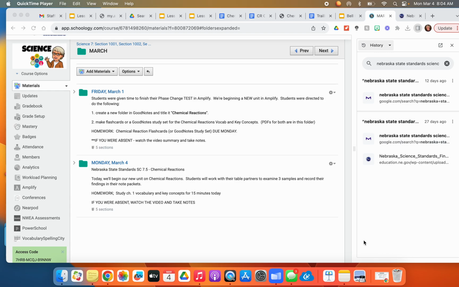Today students are going to work with their table partners to examine 3 samples and record their findings in their note packets. Your homework today is to begin studying your Chapter 1 vocabulary and key concepts for at least 15 minutes every single day. Do not wait and cram for hours the day before or a couple days before the test because you will not remember it. Okay? Let's go ahead and continue.